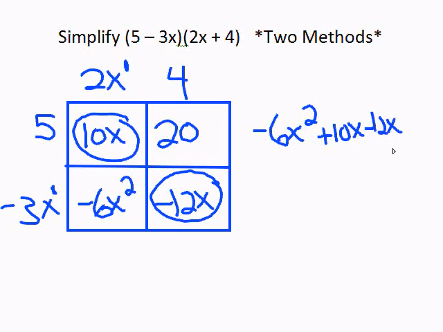Now it doesn't matter which order you write that in. Could be minus 12x and then plus 10x, because we're going to combine those here in a moment. And our last number is 20.